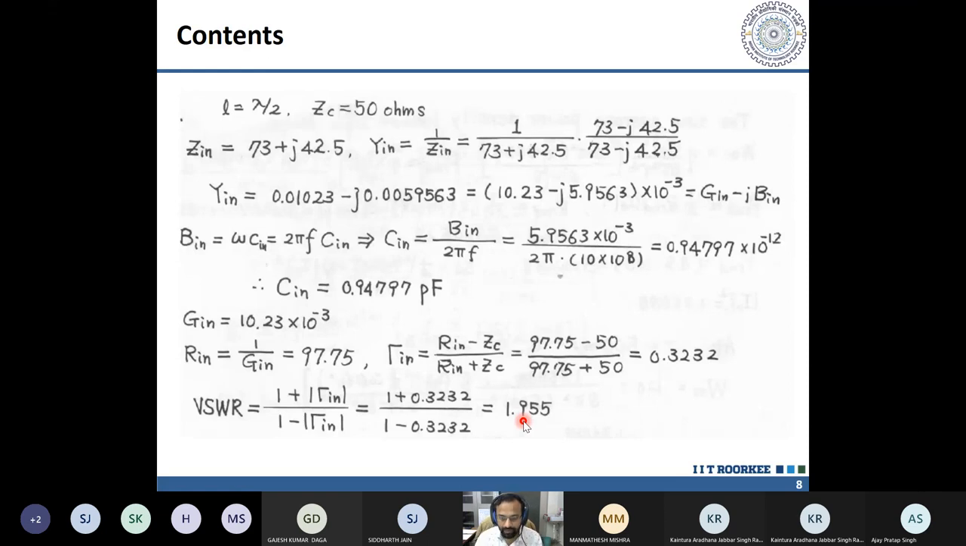So can anybody tell me which is a better approach, trimming the antenna? We have trimmed the antenna in the simulation, and we have now tried to match it using just a single capacitance component, and VSWR is around 1.9. Which is a better approach? Which one would you follow if you are an engineer and somebody asks you to design a dipole antenna? Matching or trimming the antenna?